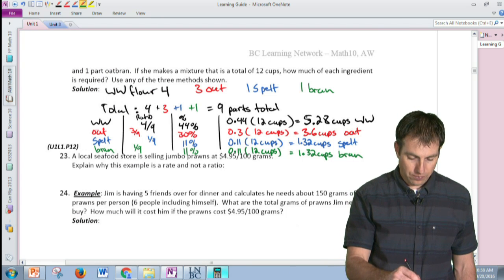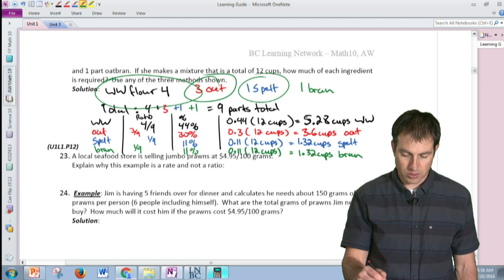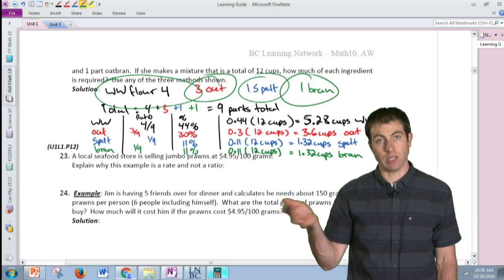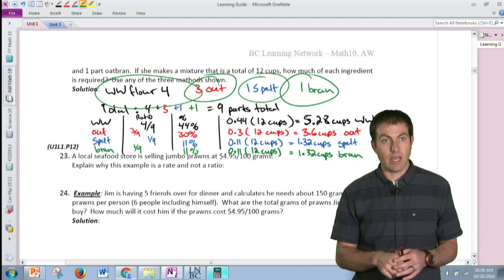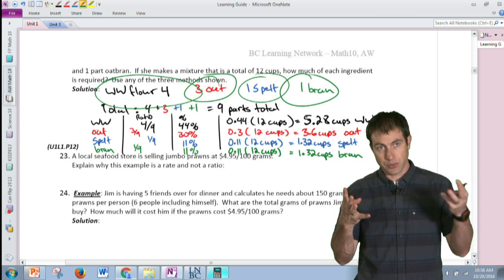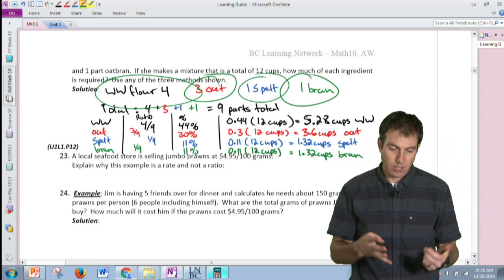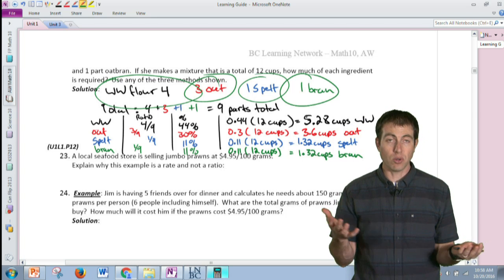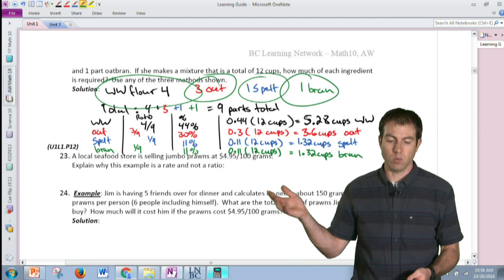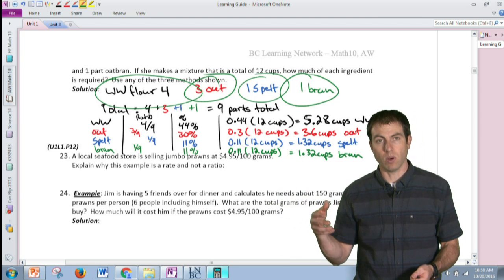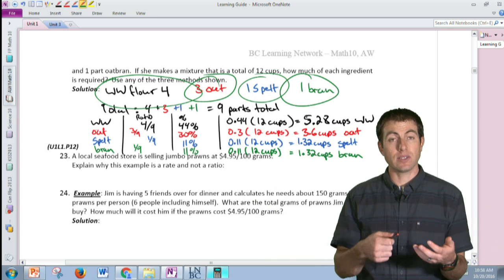I had 4 parts flour, 3 parts oat, 1 part spelt, and 1 part bran. That was all just given to me in the question. So together, I had 4 of something, another 3 of something, another 1 of something, and another 1 of something. So in total, there was 9 parts of stuff. 4, 3, 1, and 1. 4 and 3 is 7. Another 1 is 8. Another 1 is 9. So I had 9 things in total.